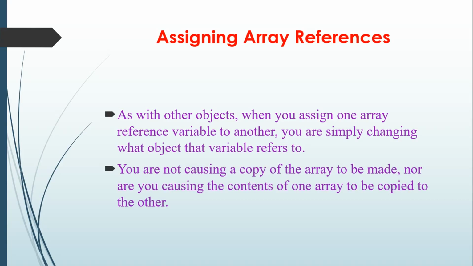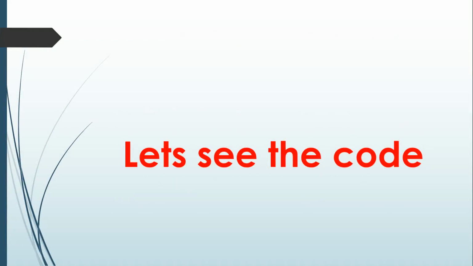You are not causing a copy of the array to be made, nor are you causing the contents of one array to be copied to the other. So, with the help of array references, we can assign the value from one to another, but we do not cause a copy of the array to be made; we just make a different reference for a different array. Let's see the code, how we can implement this.